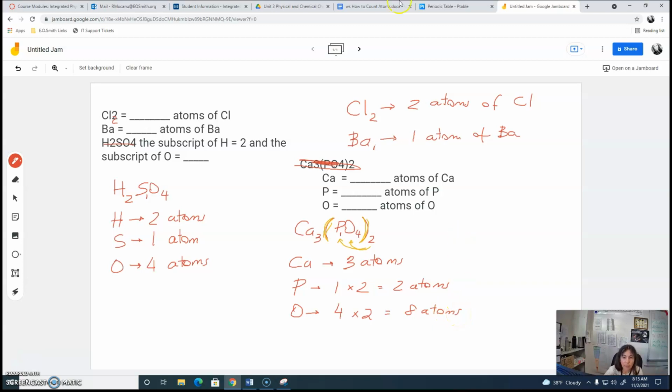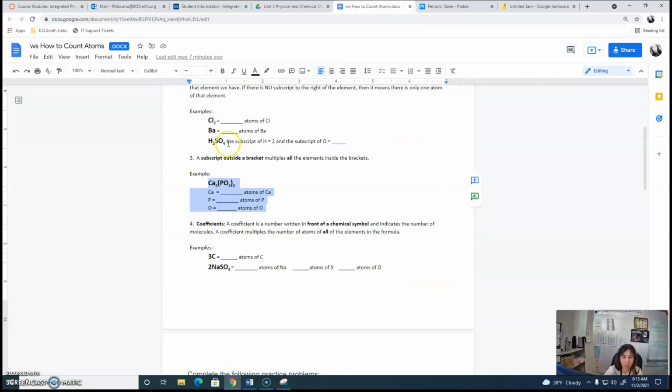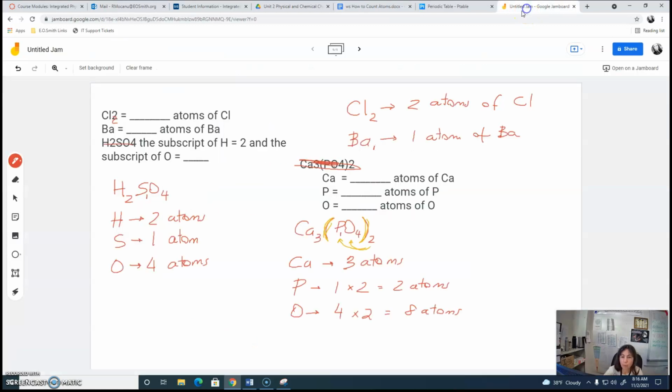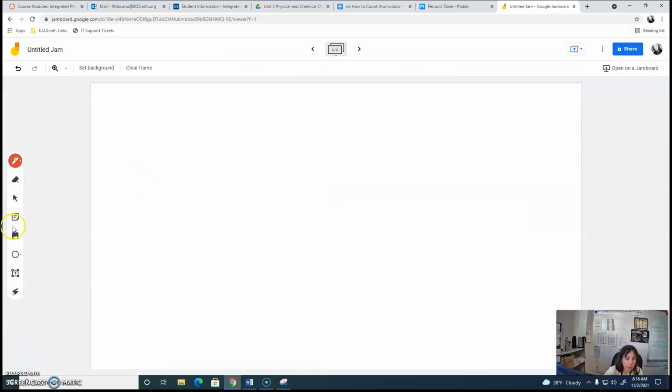All right, let's keep going. So we just learned how to deal with subscripts. We learned how to deal with brackets. Let's kick it up to the next level, which is coefficients now. So let's do this one. Let's go back to the Jamboard and do this example.